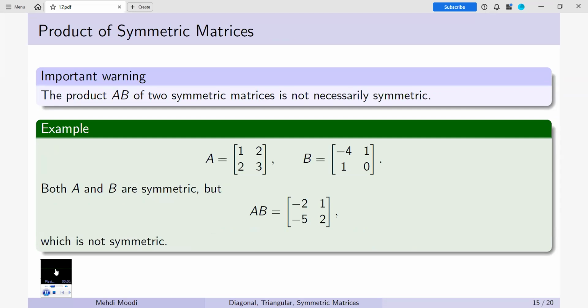This is a common trap. Even if A and B are both symmetric, their product does not have to be symmetric. Matrix multiplication is not as polite as addition.